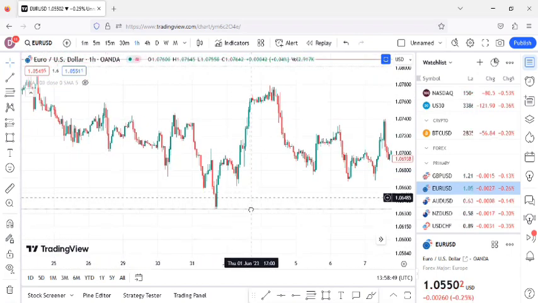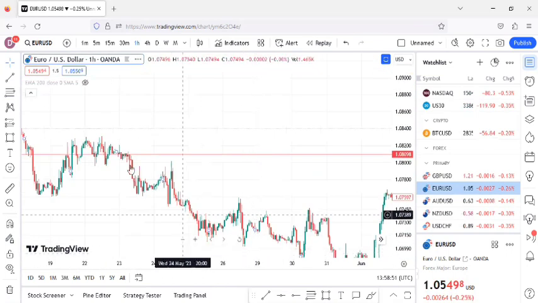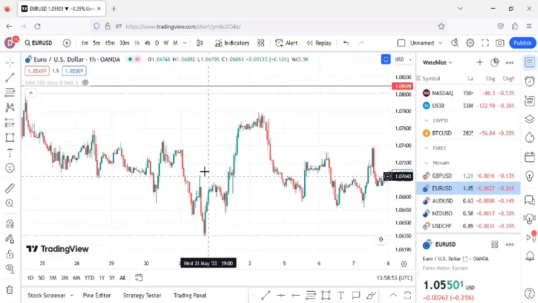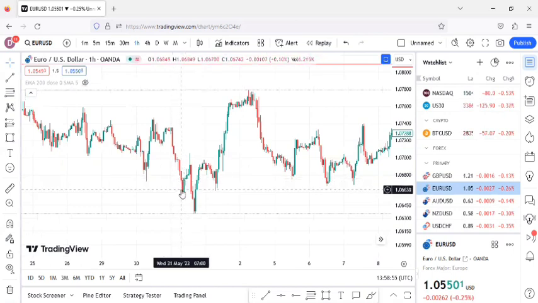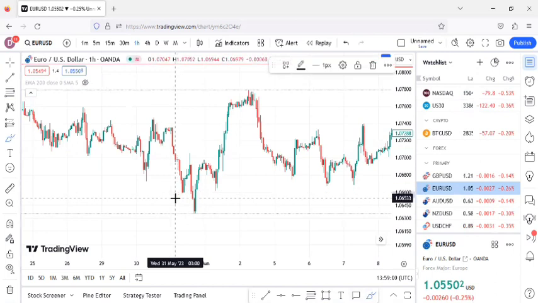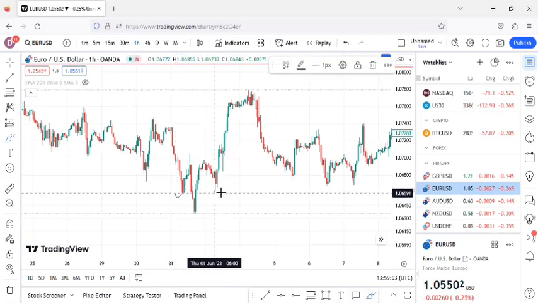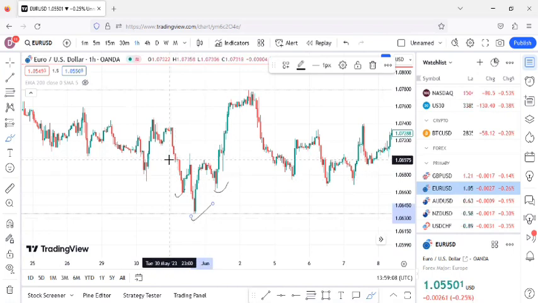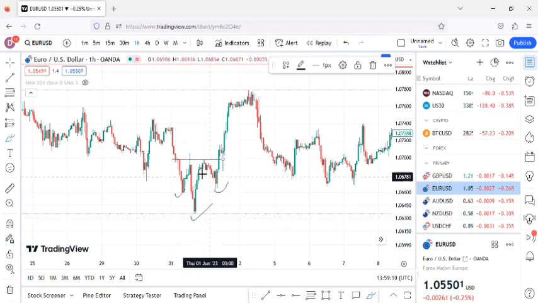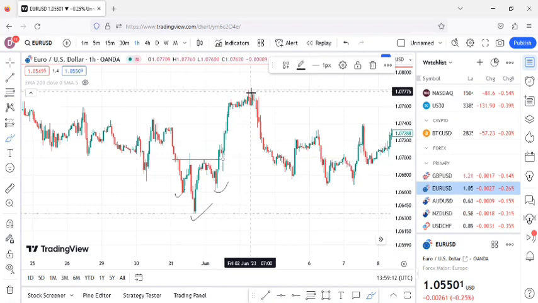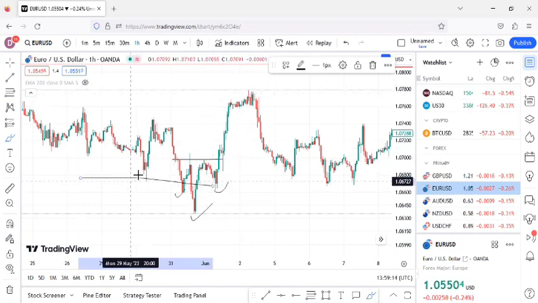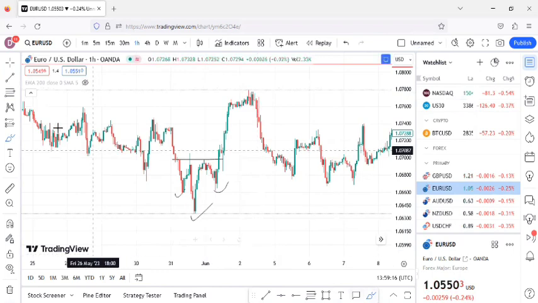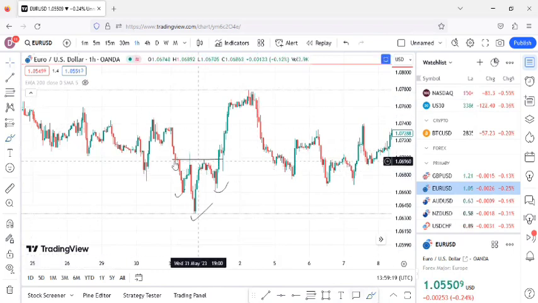Like, for example, this is a head and shoulder. We are coming from a downtrend. At the bottom of the trend, you have your left shoulder here. You have your right shoulder here. You have your head here. And this is your neckline. And you can see after a break, what happened? Price moves up. You can see this is an example of head and shoulder.